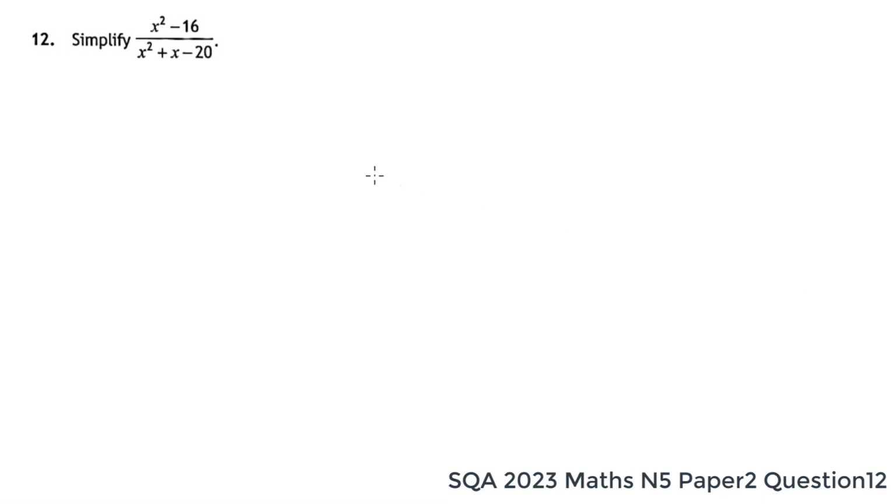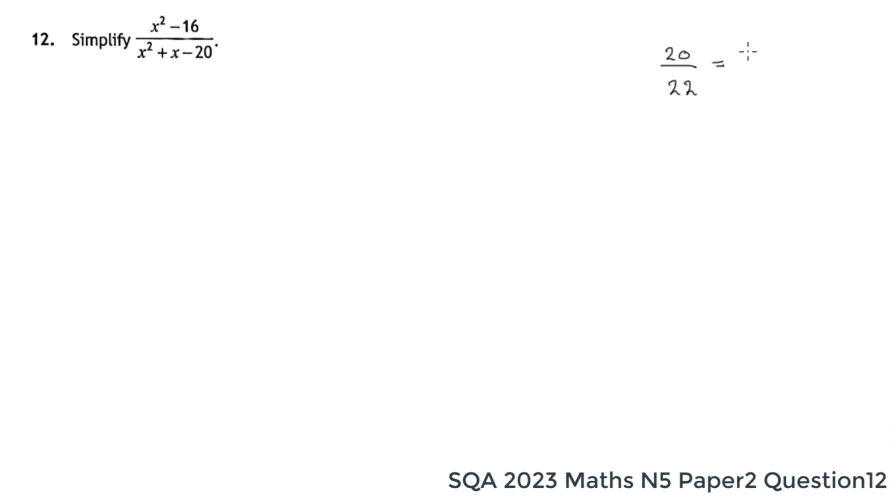So here's question 12. We're presented with an algebraic fraction and asked to simplify it. Now suppose you were presented with 20 over 22 and you were asked to simplify that. Well, you just cancel 2 top and bottom to get 10 over 11.